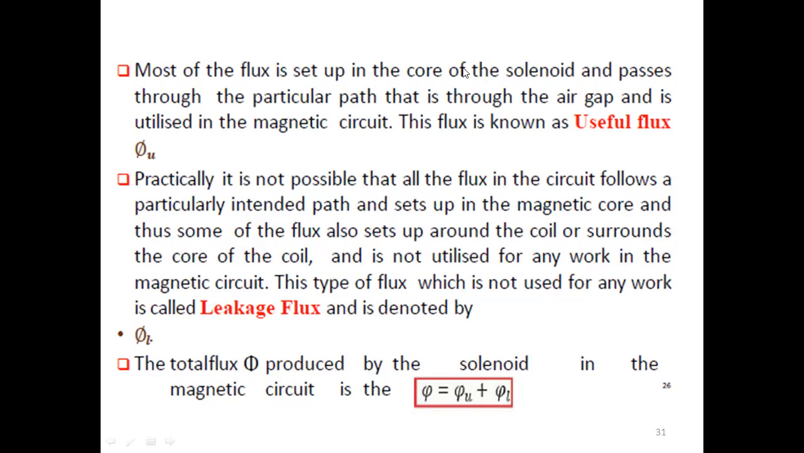Okay, next line, make a paragraph. The total flux phi produced by the solenoid in the magnetic circuit is phi equal to phi u plus phi l.